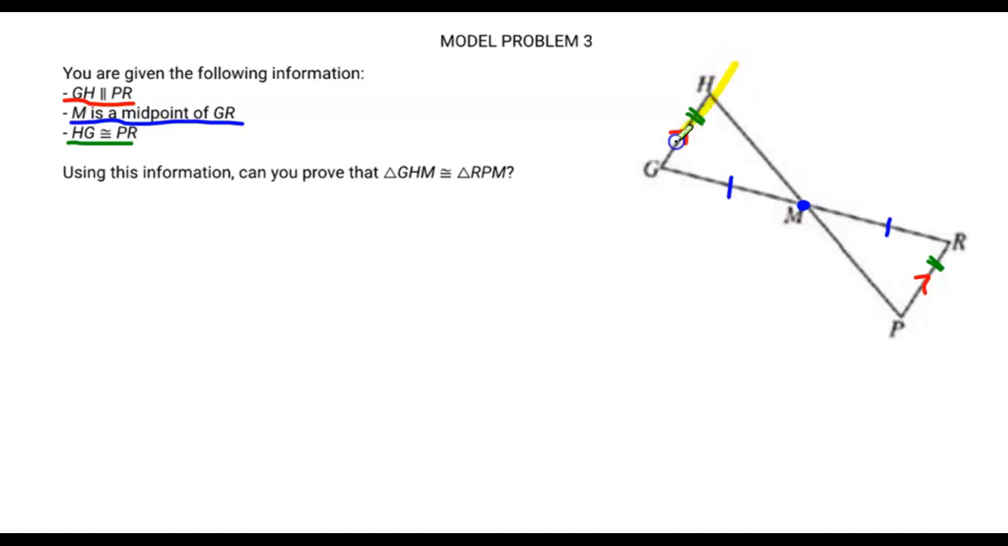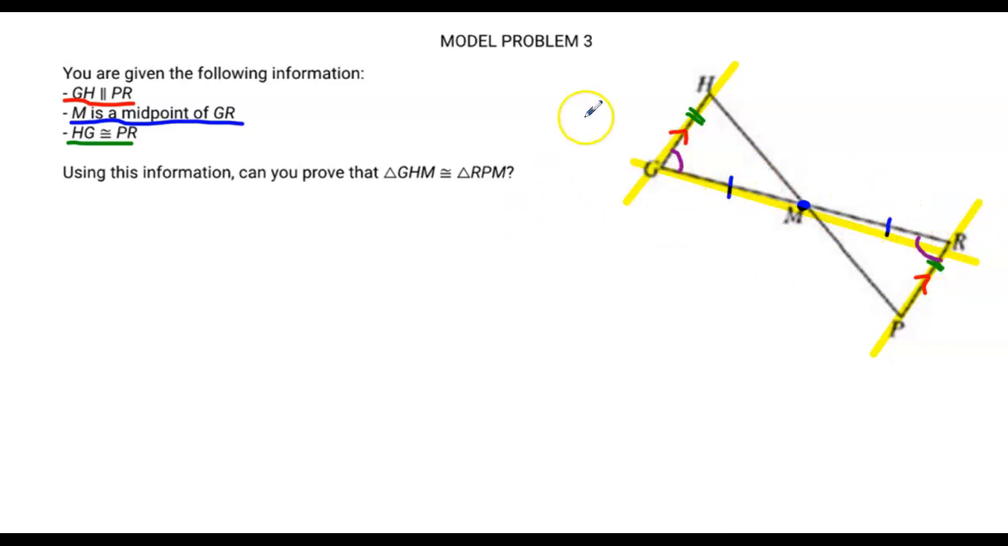Take a look at these two lines for a second. This is line GH, and this is line PR. I know that these are two parallel lines because it tells us that they're parallel lines. In that case, that means this line here that I'm drawing in is a transversal. If that's the case, that means that the two angles on the interior of the parallel lines that are on opposite sides of the transversal must be congruent. Of course, I'm talking about this angle HGM and this angle PRM. Those two angles are going to be congruent because of alternate interior angles.